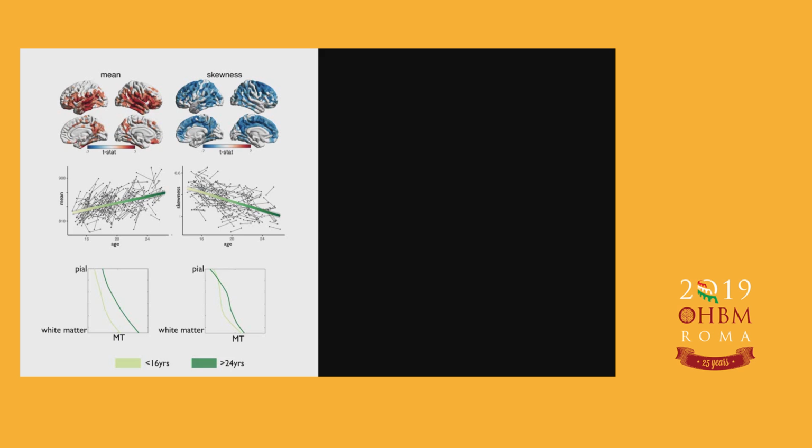Because these patterns seem to be very unique, we hypothesized that they were reflecting different biological processes. We tried to tap into that by using this wonderful Allen Brain Atlas dataset to correlate the spatial maps of age-related change with the gene expression maps.